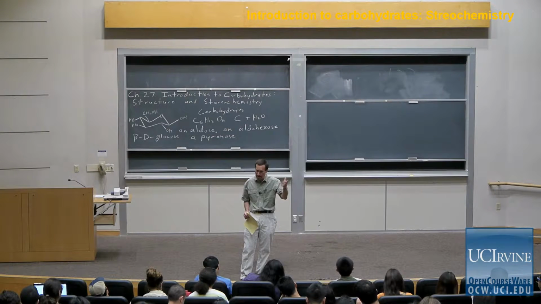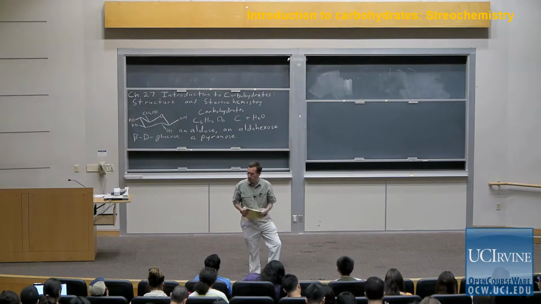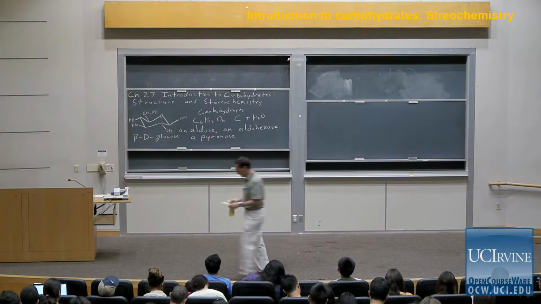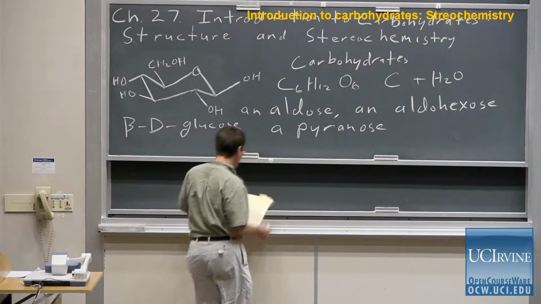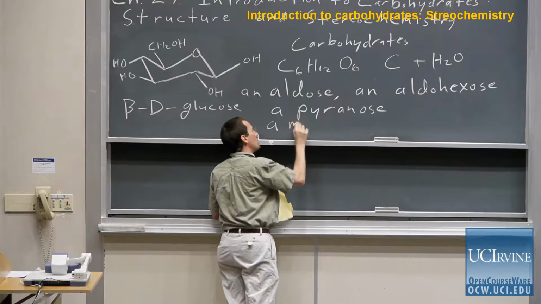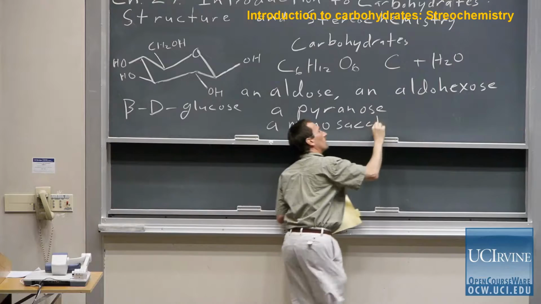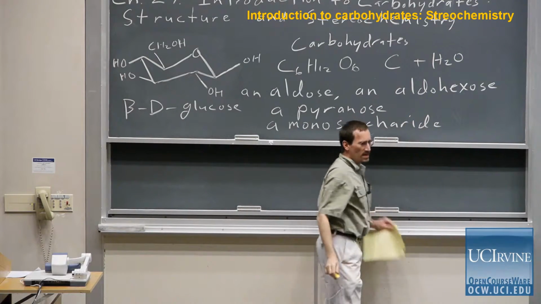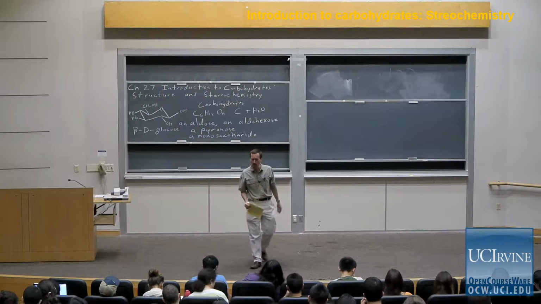Tetrahydrofuran, we've seen that THF is a solvent, and so there are other sugars that have 5-membered rings in them that you would call a furanose or a furanose form of the sugar. And I guess as long as we're talking about names here, we would also refer to glucose as a monosaccharide. Mono, of course, means one, saccharide, well, sugar.